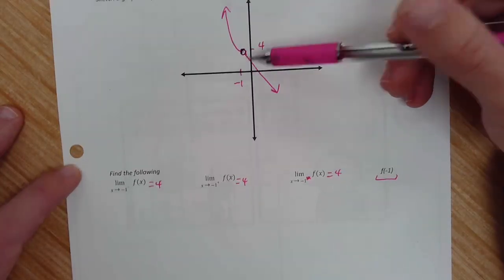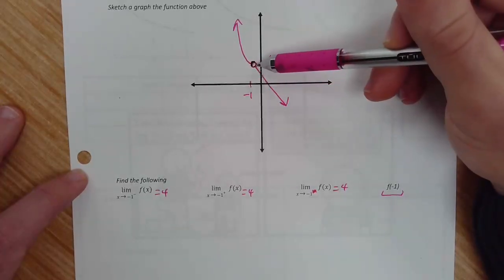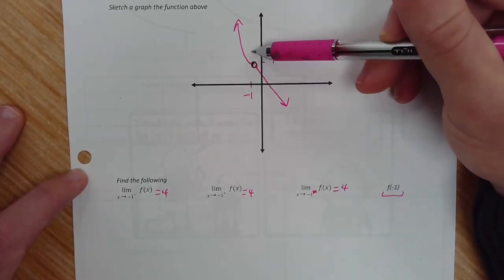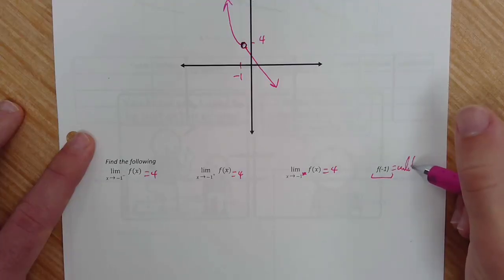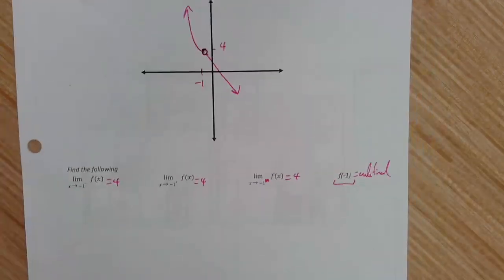However, if we want to find f of -1, meaning the y value at -1, what is that? Well, it's an open hole at that point. So is the function defined at -1? No. So this is undefined. And that was the warm-up.